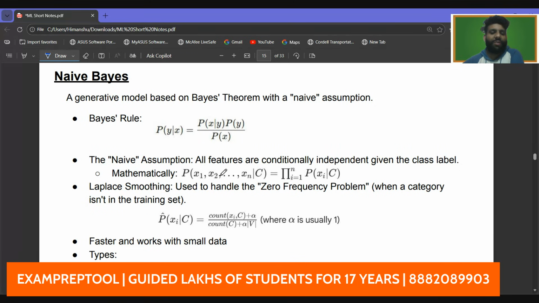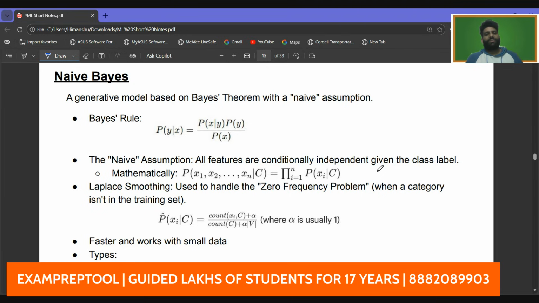So the moment we say the features are independent, conditioned on the class, we can write them individually as a product of all. So p of x1 given c, p of x2, like if we had five features, p of x1 given c into p of x2 into p of x3, something like this, for all given c. That's how we generally write it.